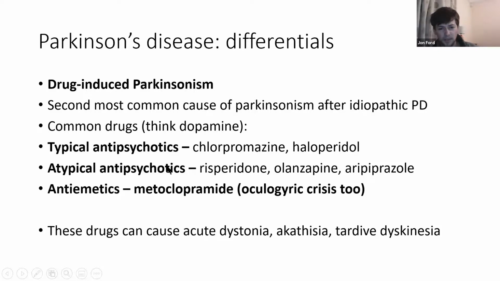And also you can get these features like acute dystonia, akathisia, which is just that slowing and almost stopping of movement, and tardive dyskinesia, which you might have seen pictures of, where people have this writhing of the neck, and often they can't control their mouth and their tongue.